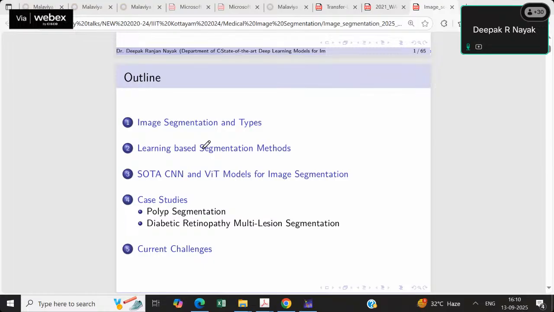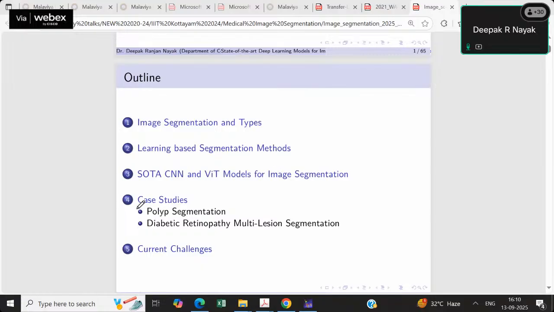We also have some traditional, low level image processing techniques through which you can solve the segmentation problem. But why are we preferring deep learning? Because we have seen the success of the convolutional neural network over the years for solving a variety of computer vision tasks. Especially, I'll be touching upon several popular convolutional neural network and vision transformer based models that have been dedicatedly designed for solving the image segmentation task.